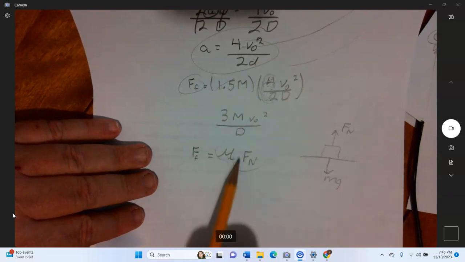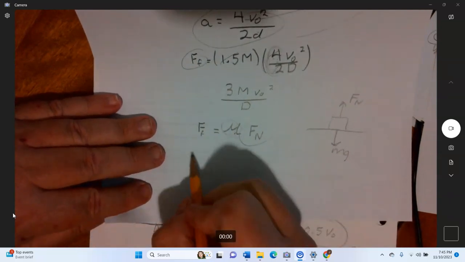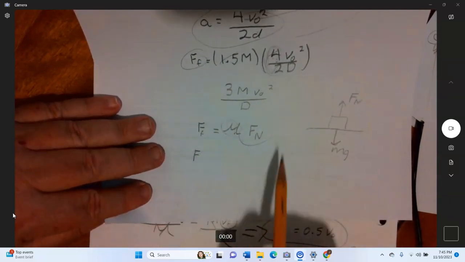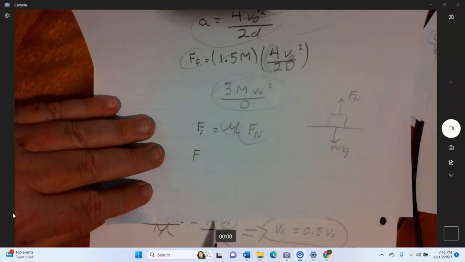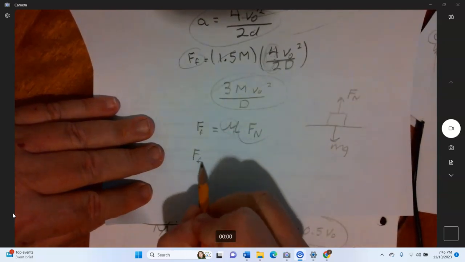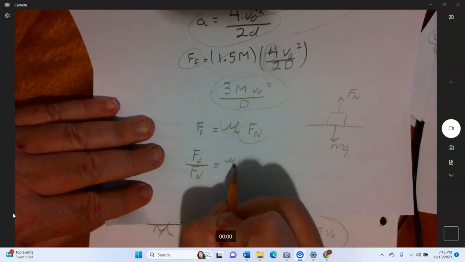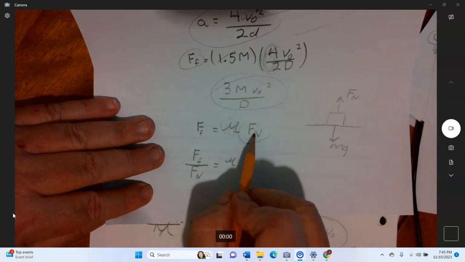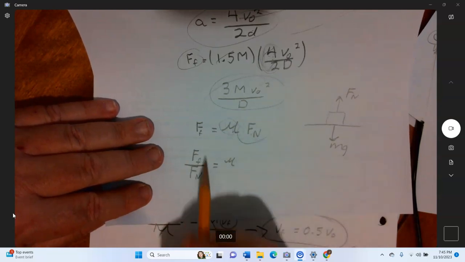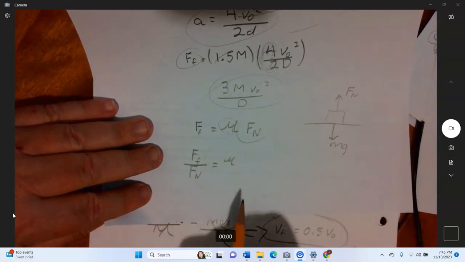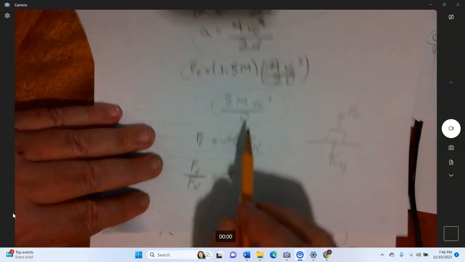So what we're going to do is solve for mu, so that we have friction force, that's the number we just found right there, over normal force equals mu. All I did was divide both sides by Fn. Okay, so I hope that didn't trick you. Okay, there it is. So let's go ahead and write that over here.